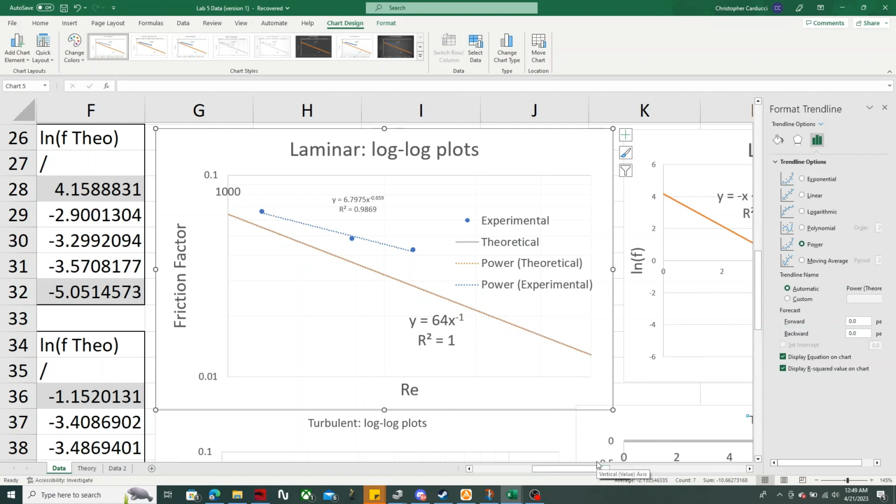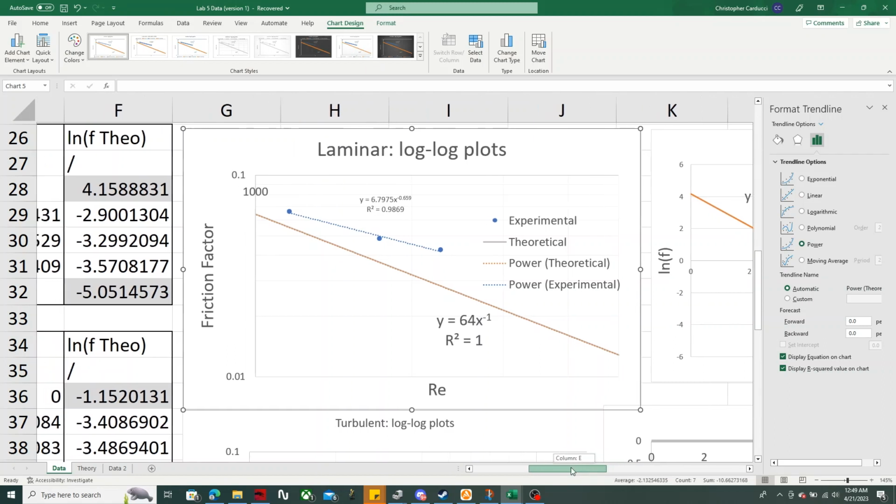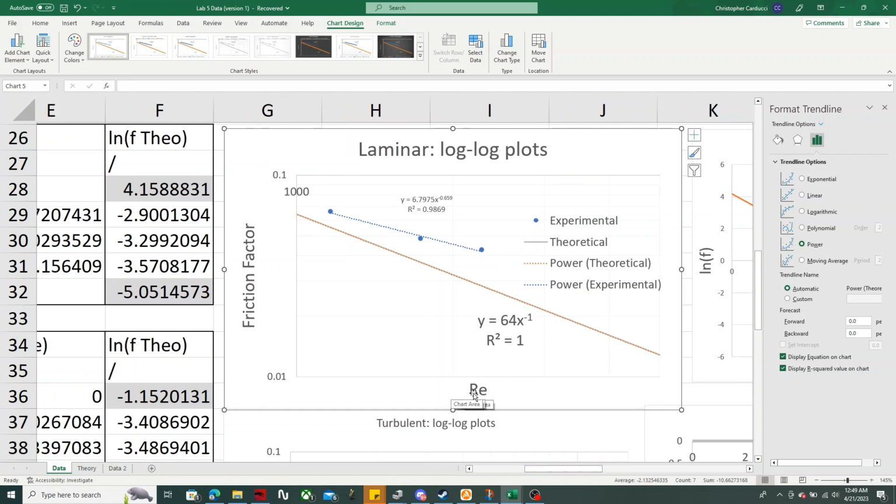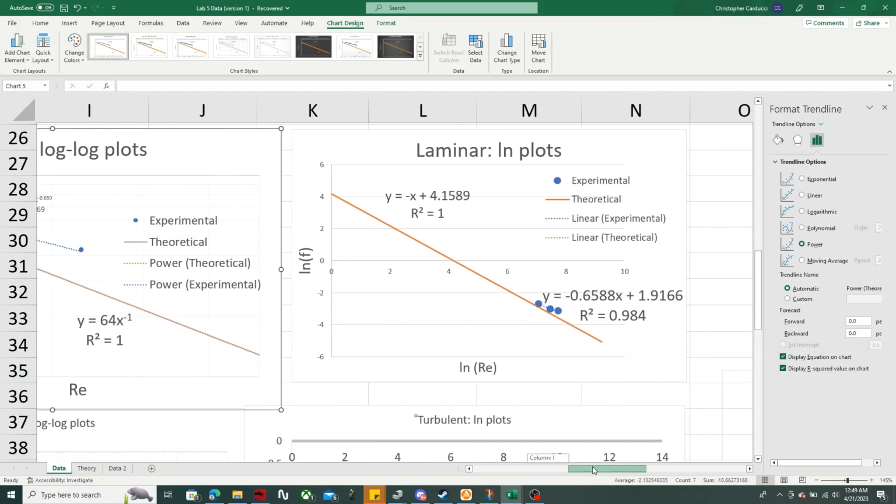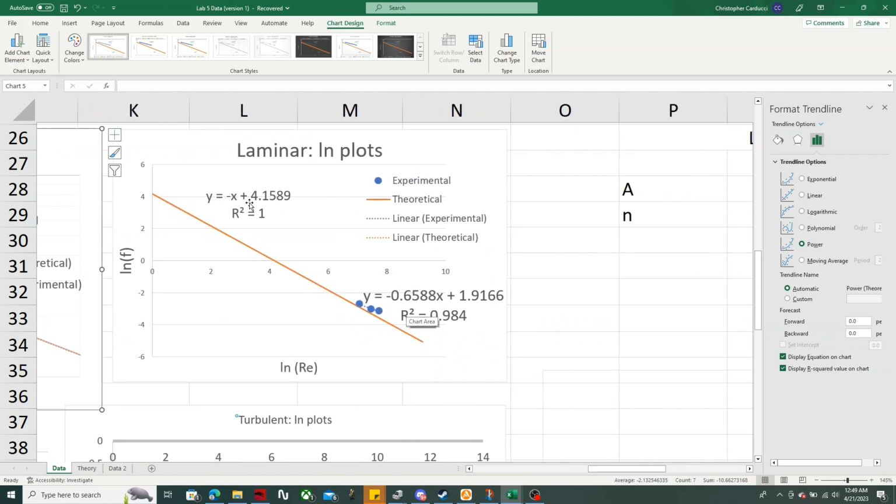Now, let's say you wanted to make things look a bit more linear. You didn't want to do a log-log plot. So I'm going to take the natural log of my x data and the natural log of my y data. So x data being the Reynolds number, y data being the friction factor. And it'll look something like this.